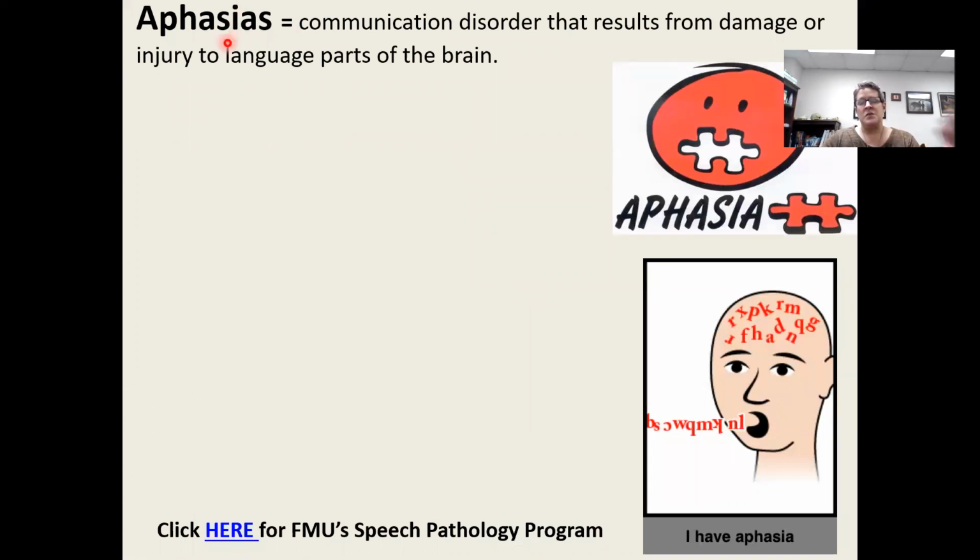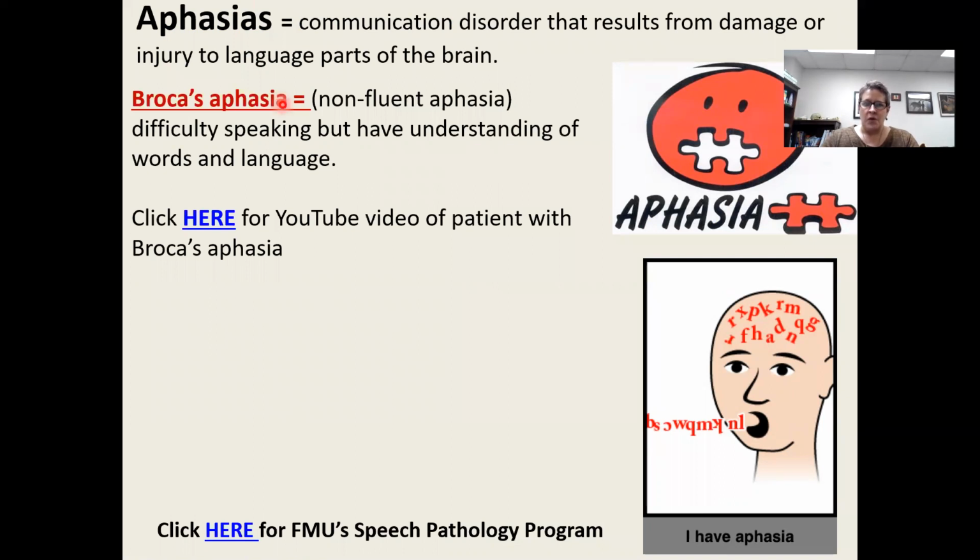Aphasias are a communication disorder, and it could either be a Broca's aphasia if that part of the brain is damaged, or it could be a Wernicke's aphasia. Now, Broca's aphasia is called non-fluent aphasia. Non-fluent means they can't get the words out smoothly. They're having difficulty. Think stuttering.